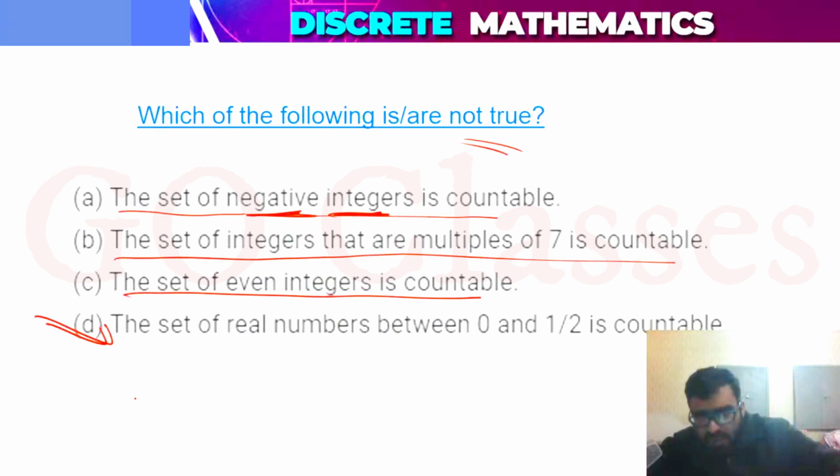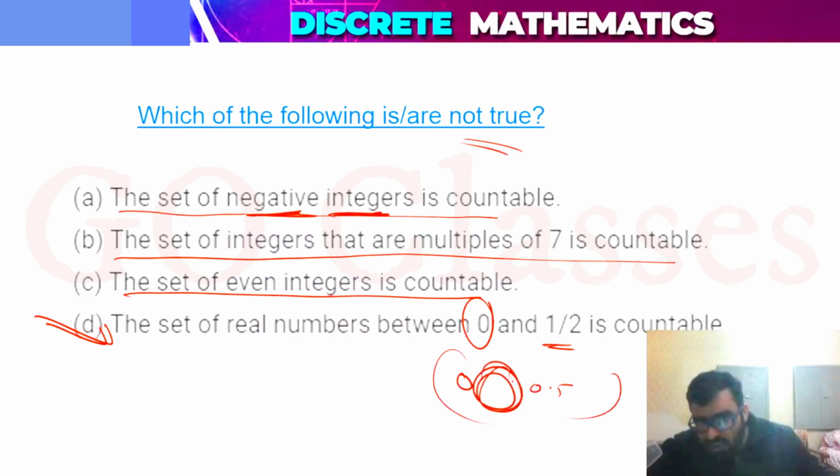So this is how you can see. Now you can see 0 and 1 by 2. This is 0 and this is 0.5. So between them, the set of all real numbers is not countable. Okay, so this is how you can do.